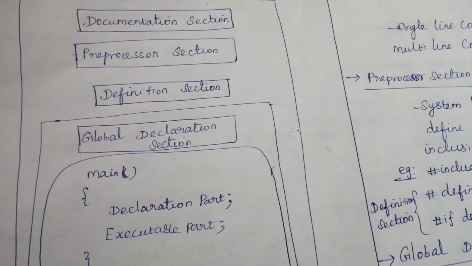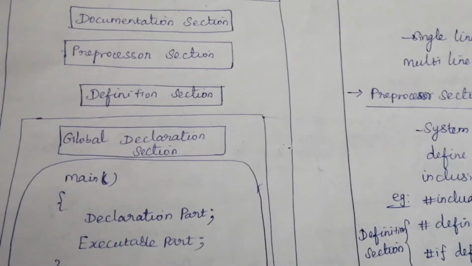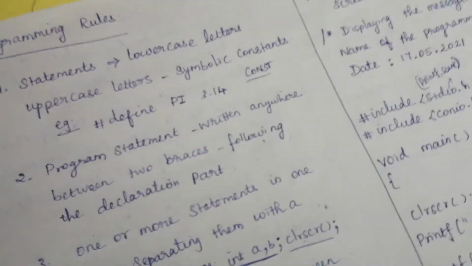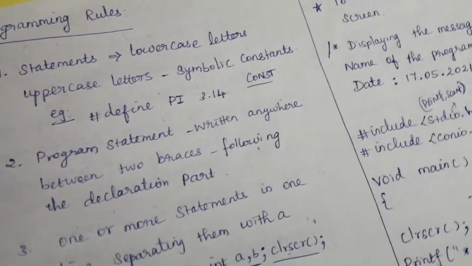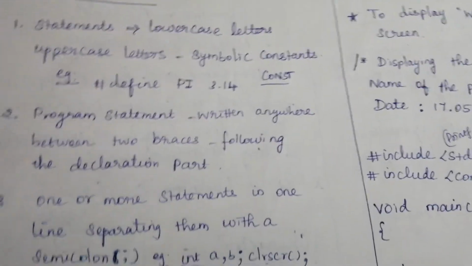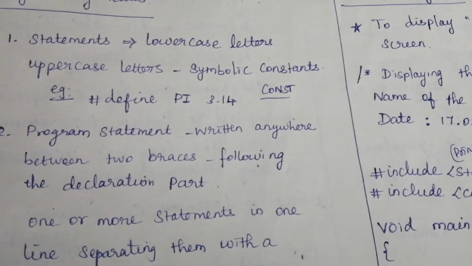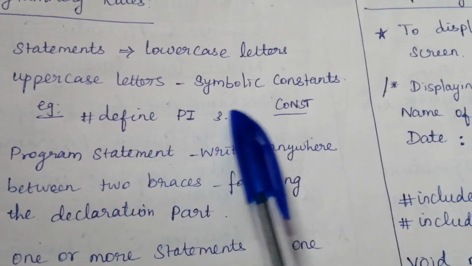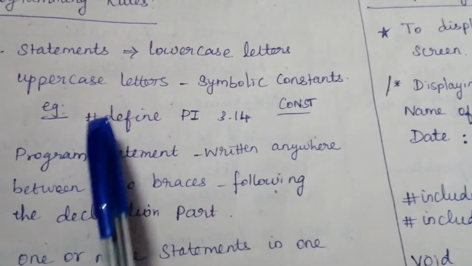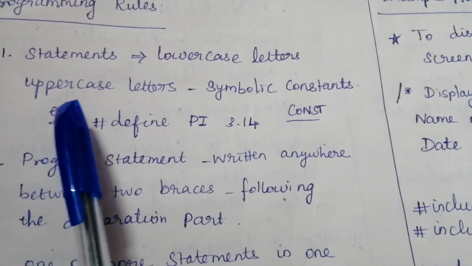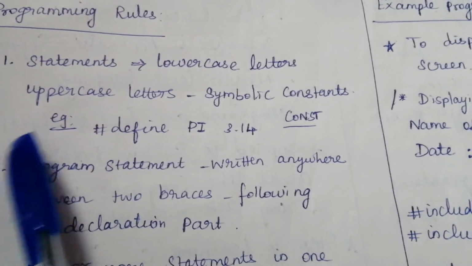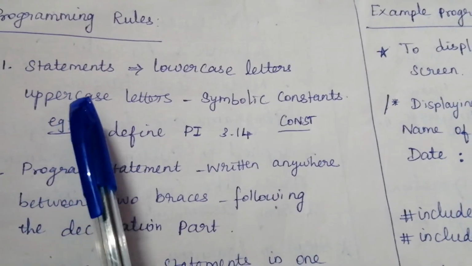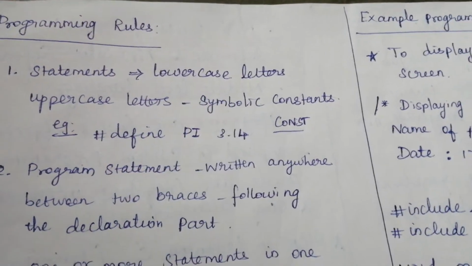Next we'll discuss the programming rules. While writing a C program, we have to consider these rules. The very first rule is that every statement in your C program must be written in lowercase letters. If you want to specify symbolic constants, you can represent those constants in uppercase letters. Other than that, every statement is written in lowercase letters.